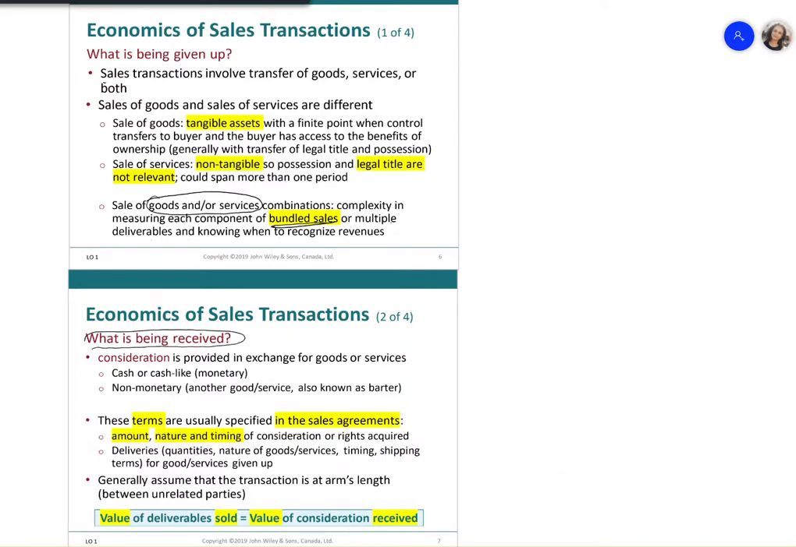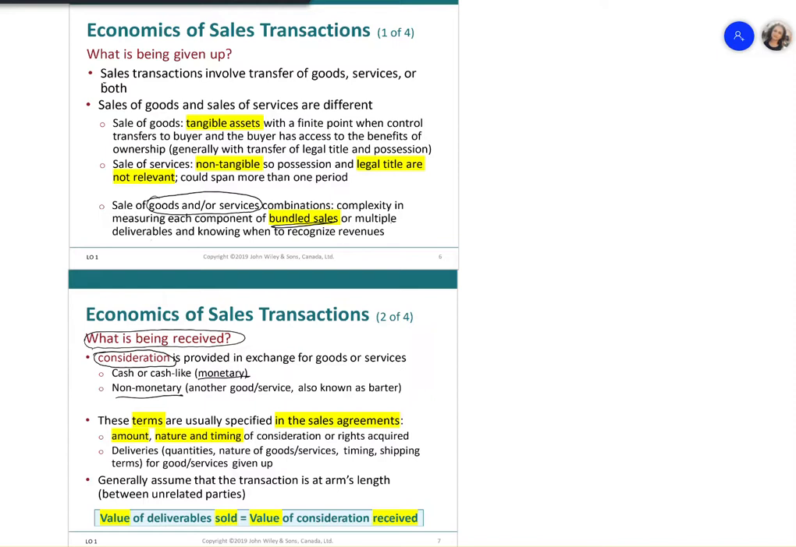The next thing we need to look at is what we received in return. We gave up a good, or we gave up a service. So what did we receive in return? We receive a consideration. This consideration can be monetary or non-monetary. When you provide a service, if the customer is paying you with cash, or is going to pay you with cash, it becomes a monetary consideration.